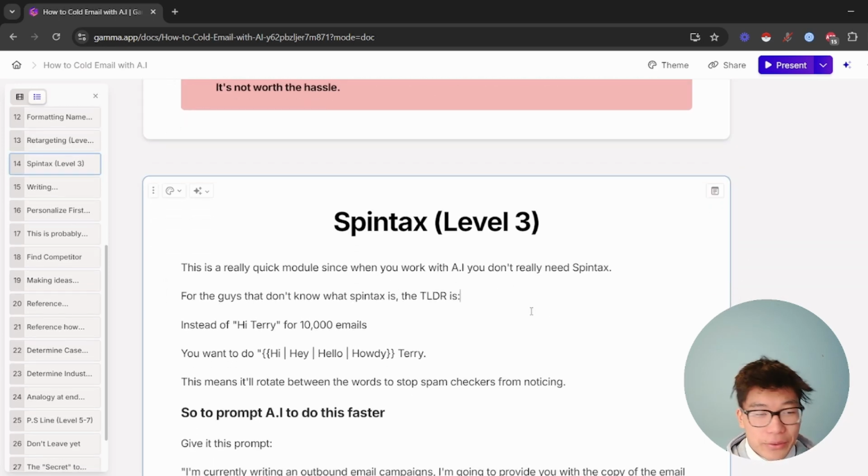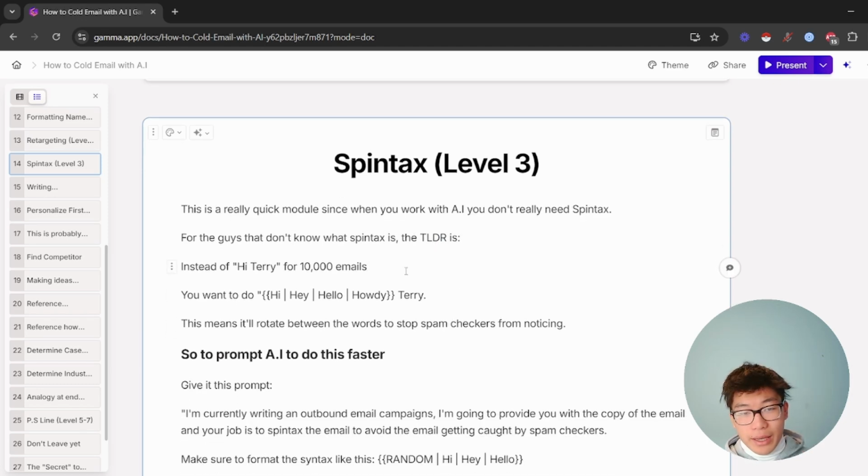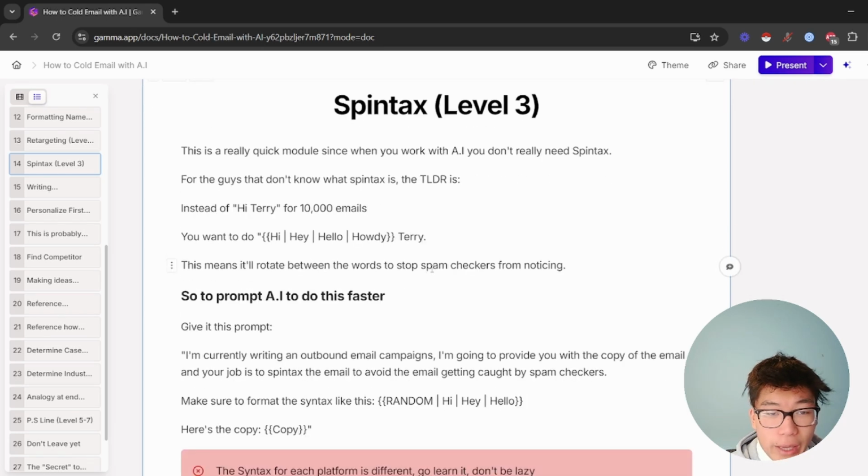So spintax. This is level 3, and this is super easy. You should be fine looking at this. It's a really quick module, since when you work with AI you don't really need spintax. For the guys that don't know what spintax is, the TLDR is instead of "Hi Terry" for 10,000 emails, you want to do "hi, hey, hello, howdy, Terry." This means it'll rotate between the words to stop spam checkers from noticing.